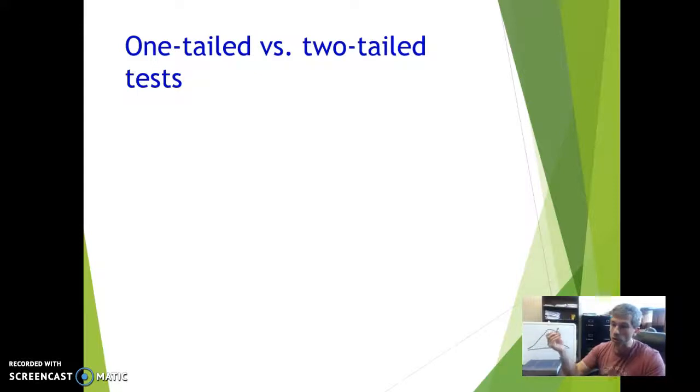So essentially, what we might do is draw a line, and we say, okay, any result beyond that line has a lower chance of happening than alpha. Anything that's beyond this line has less than a 5% chance of occurring.